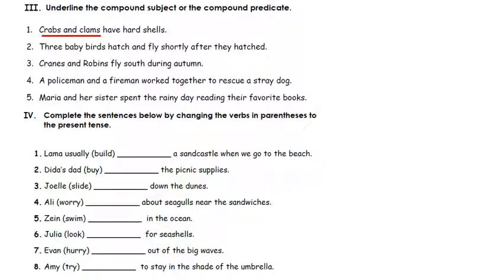Number 2, baby birds hatch and fly shortly after they hatch. Here I have 2 verbs, hatch and fly shortly, so I have a compound predicate, so I underline the compound predicate, hatch and fly shortly after they hatch. 3, cranes and robins fly south during autumn. So here I have a compound subject, cranes and robins.